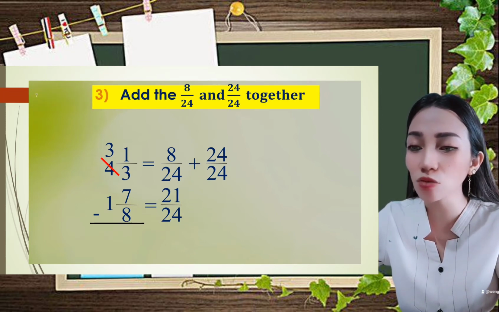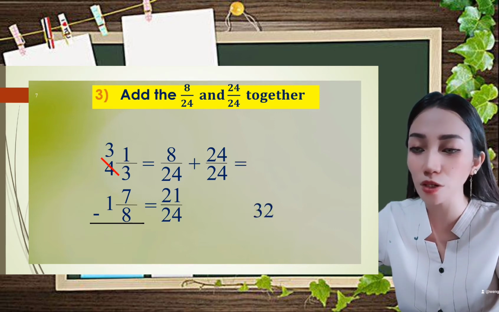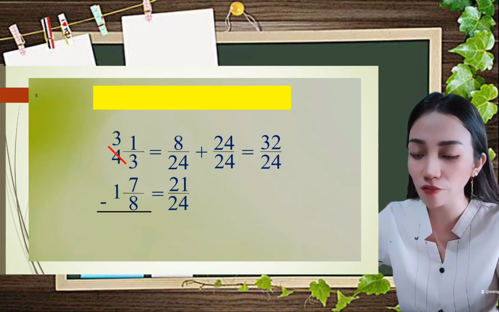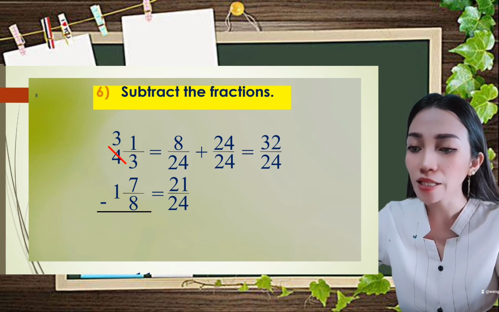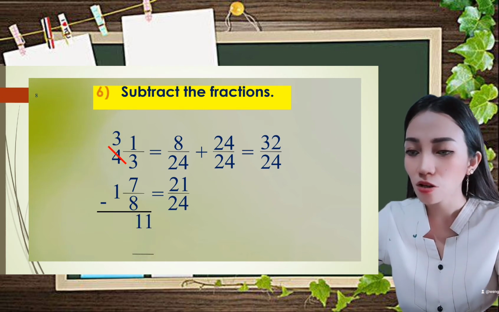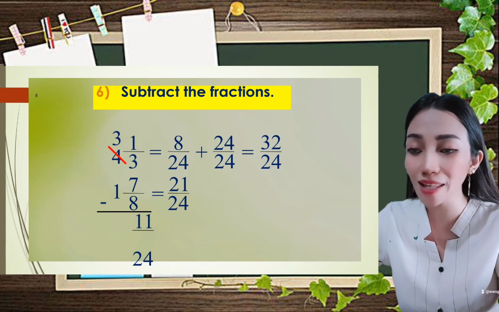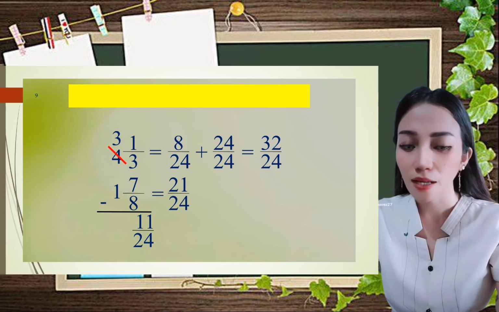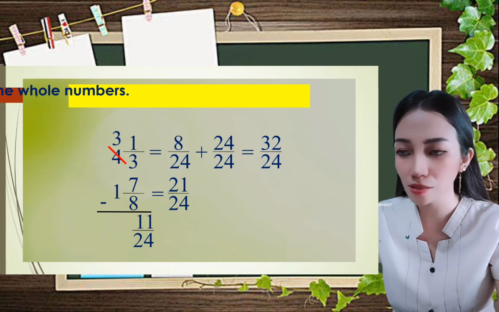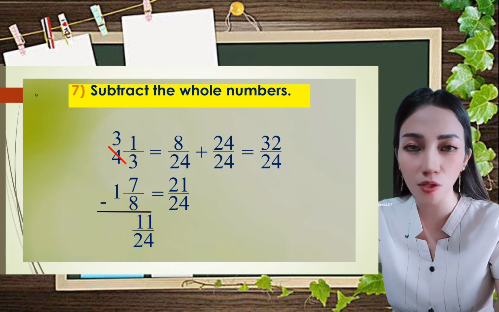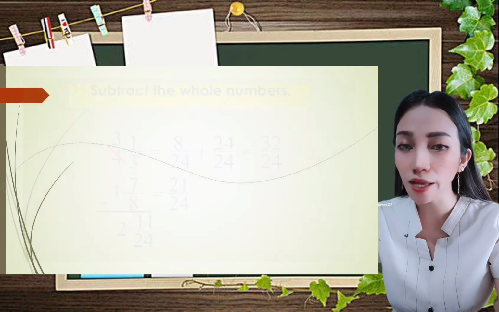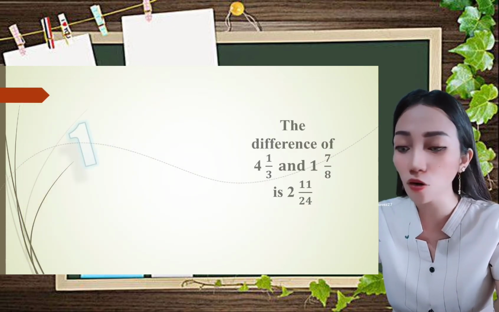Let us add 8 over 24 and 24 over 24 together. So that will become 8 plus 24 equals 32. And copy the LCD which is 24. And let us now subtract the fractions. 32 minus 21 equals 11. Then copy the LCD 24. Let us now subtract the whole numbers. From 4, it becomes 3 because we borrowed 1. 3 minus 1 equals 2. So the answer is 2 and 11 over 24.